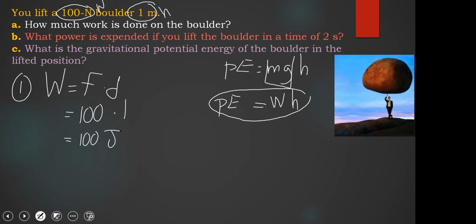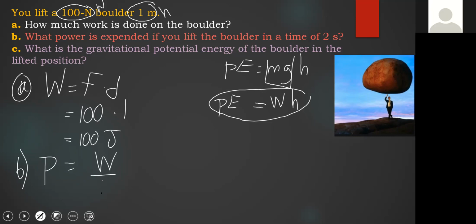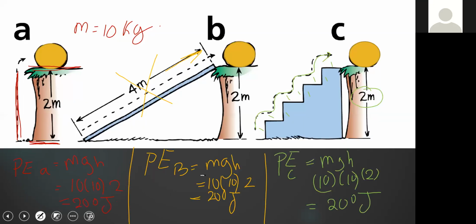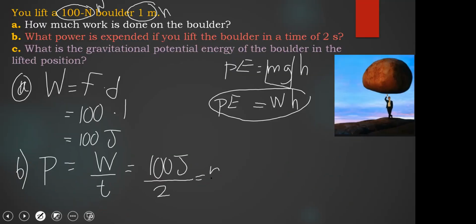Now, this is for A. For B now, what power is expended if you lift the boulder in a time of 2 seconds? How can we find the power? It's the work over time. Yeah, bravo. What is the work we found before? 100 joule, divided by the time, 2 seconds. So 100 over 2, which is 50 watt.